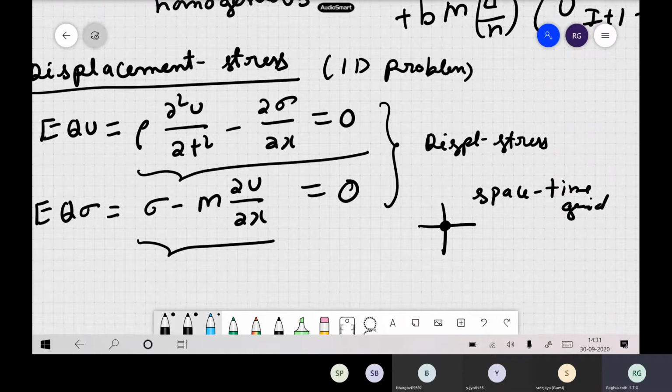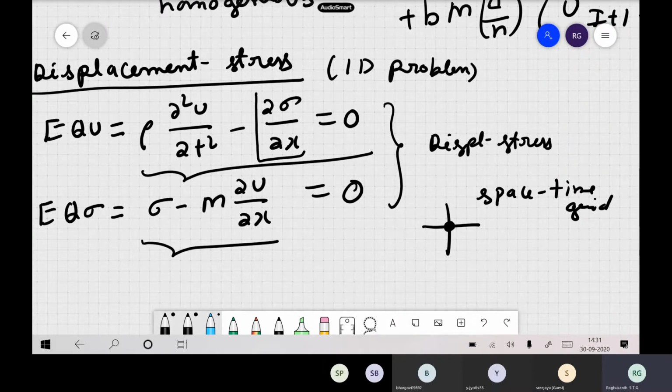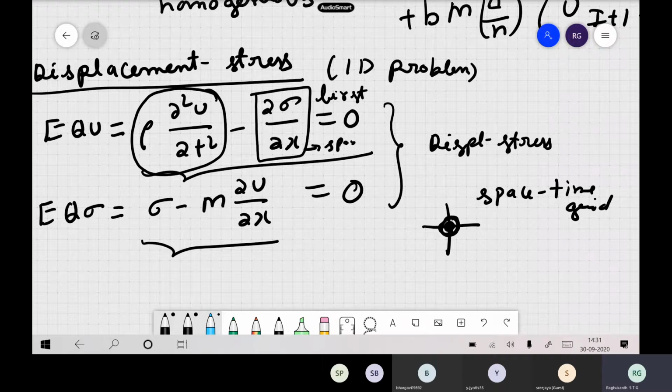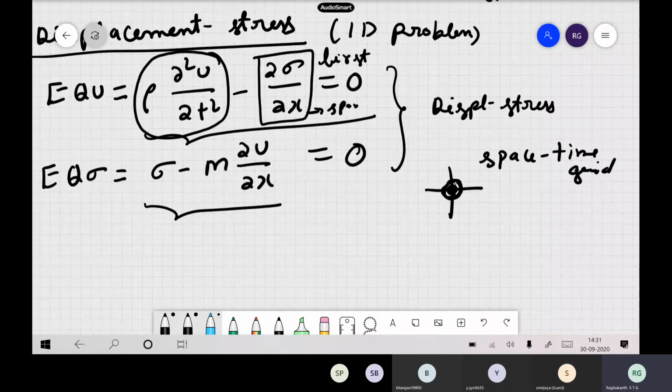So now the problem here is, what is this term? This is nothing but the first derivative actually. So this equation is something like, at this point, whatever I am doing here, I have to compute the first derivative of stress, and this first derivative of stress is with respect to space. Whereas this is the second derivative of displacement with respect to time. So both of them should be defined at the same space-time grid itself.